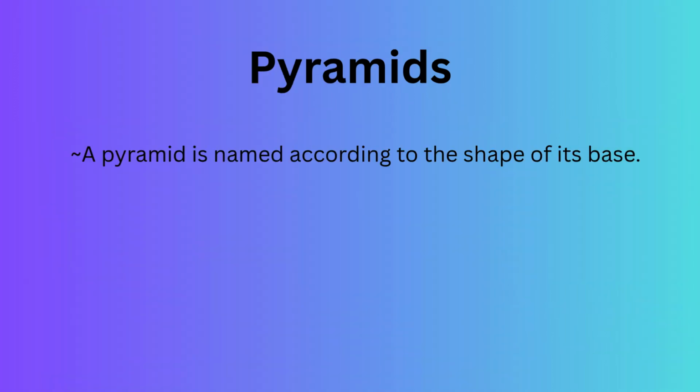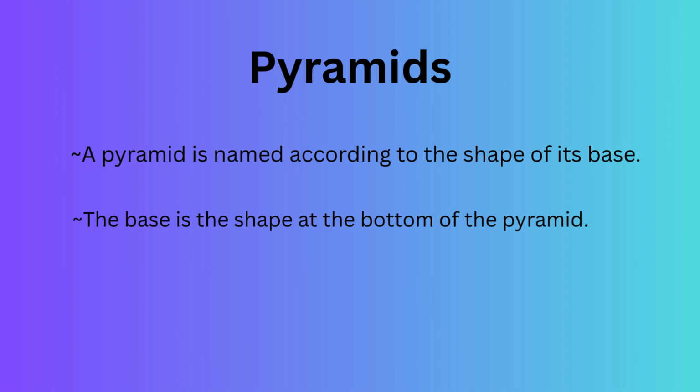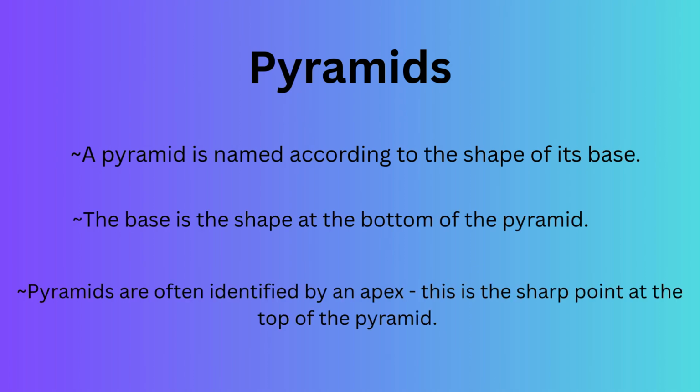Pyramids. A pyramid is named according to the shape of its base. The base is the shape at the bottom of the pyramid. Pyramids are often identified by an apex. This is the sharp point at the top of the pyramid.